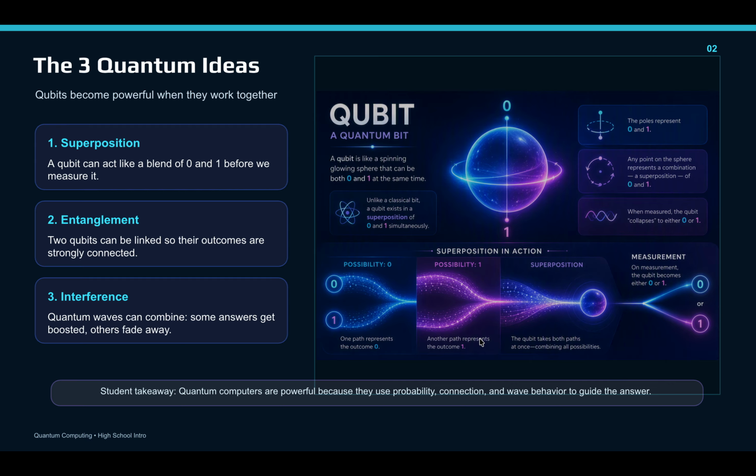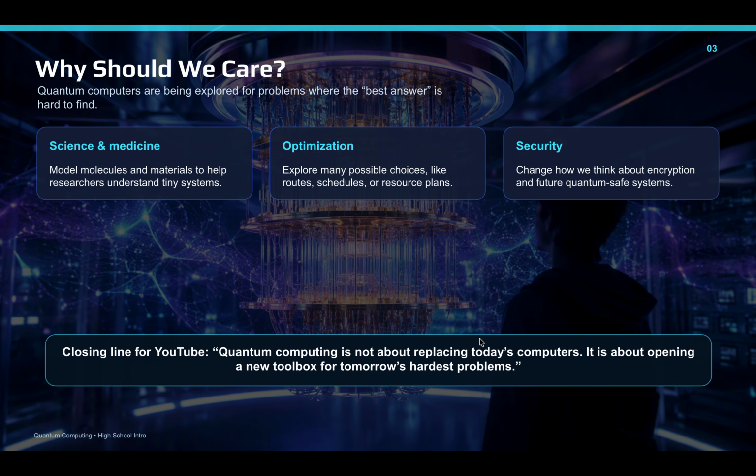So why does it matter actually? Why do we even try to study quantum computing? Why are scientists and engineers so interested in quantum computing? Quantum computers aren't really meant to replace everyday computers, but instead they're being developed to solve certain types of problems that are extremely difficult even for the most powerful classical computers.